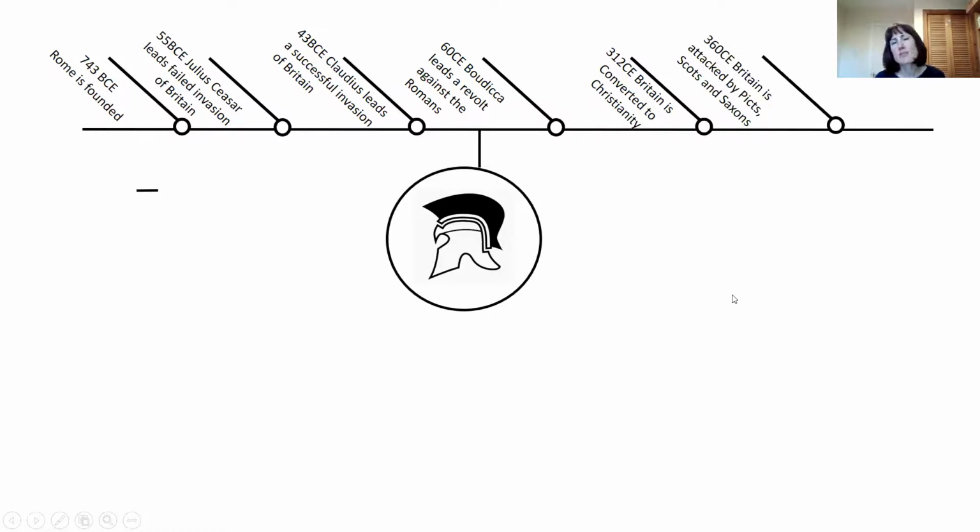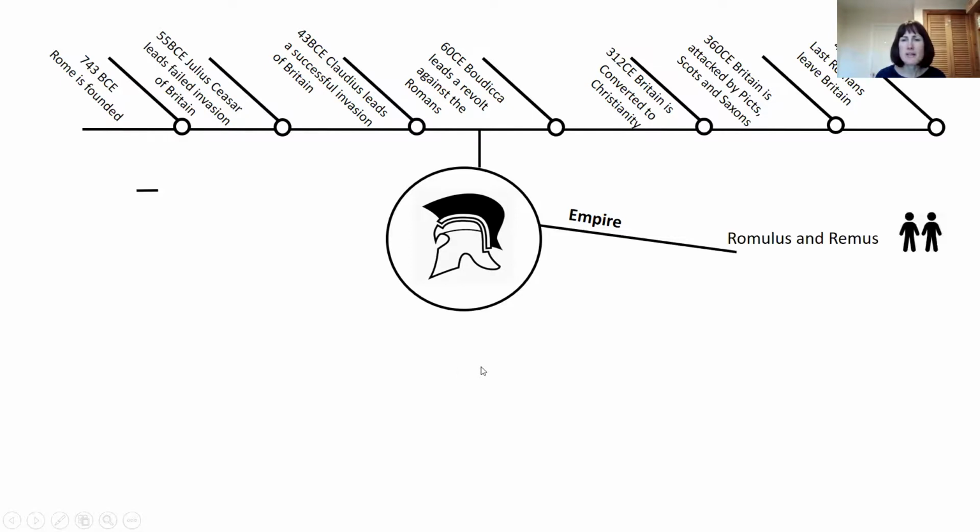Then the sixth line is 360 CE, where Britain is attacked by Picts, Scots and Saxons. And the final line is 410 CE, the last Romans leave Britain. Once you've completed the timeline, we're going to have some other lines coming off our big circle in the middle. The first line to come off it is the empire.